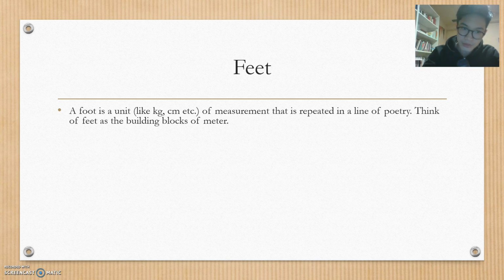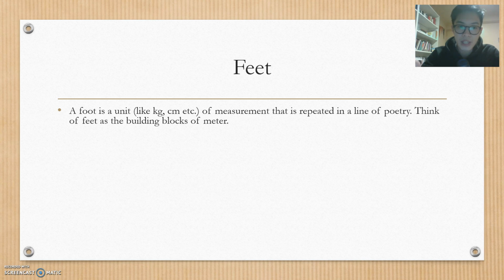A foot in rhythm or in meter is a unit, like kilograms or centimeters. It's a unit of measurement that is repeated in a line of poetry. So think of feet as the building blocks of meter. For example, we might say that a particular line in a poem has 4 feet, or a particular line in a poem has 5 feet. We might say that a stanza in a poem is made up of 3 lines of 4 feet and 1 line of 3 feet. Okay, so it's a unit, like kilograms or centimeters.